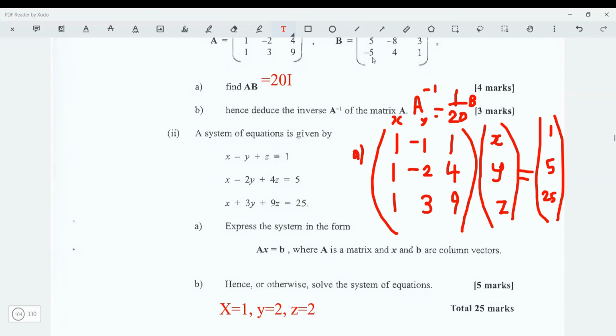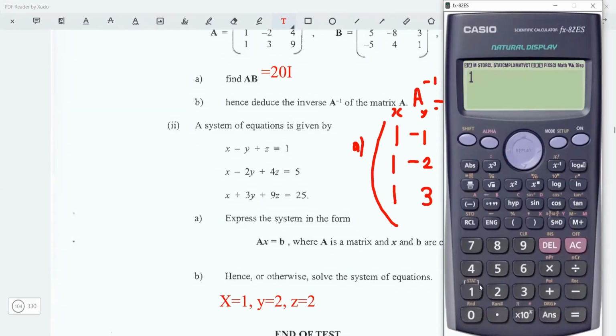And as I said, if you don't believe it, we're going to check it. Punch it in the calculator. In the first equation, 1 for x minus y, which is 2, plus z of 2, you get 1. Checking the second equation: 1 minus 2 times y of 2 plus 4 times z, which is 2, you get 5. Check the last one: 1 plus 3 times 2 plus 9 times 2, you get 25. So it's right, and we're done.